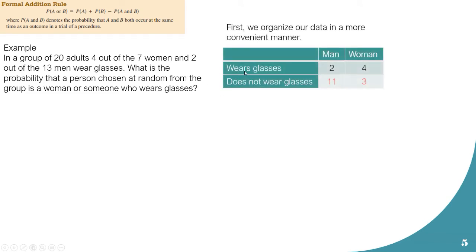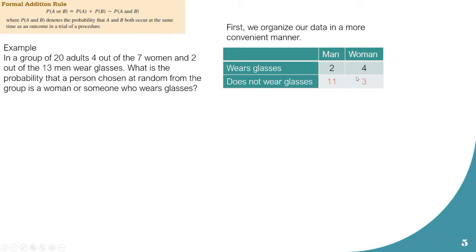So let's organize our data in a way that we can get a better insight into what's going on here. We know that we have 20 adults in all. We also know that we have 7 women and that 4 of them wear glasses. So we make this little table here, and we have wears glasses, does not wear glasses, man, woman.